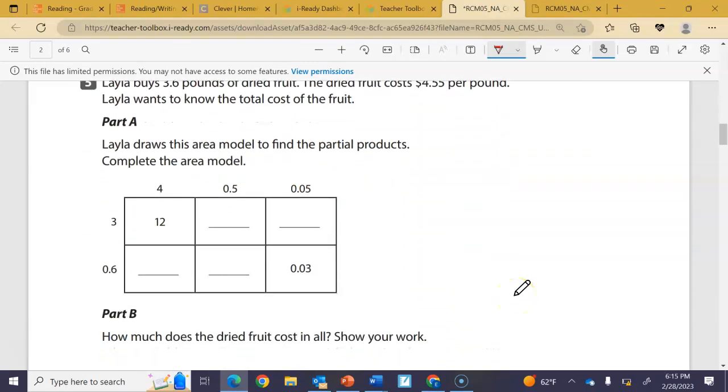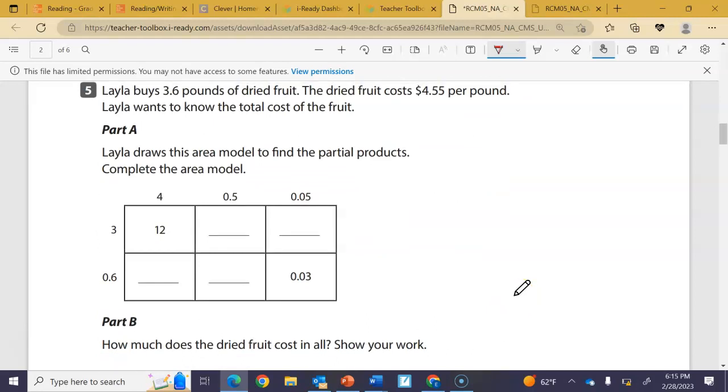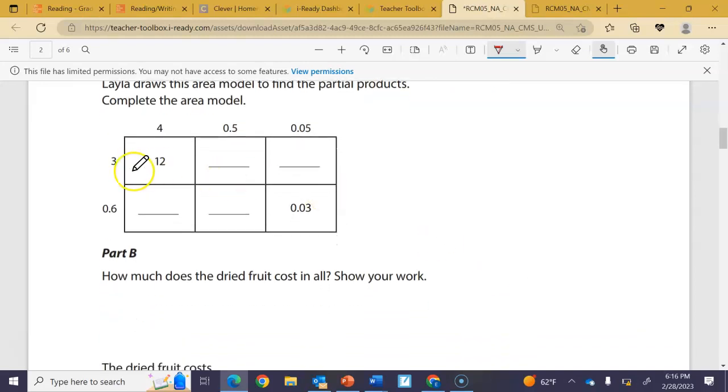All right, next problem. Number 5. Layla buys 3 6/10 pounds of dried fruit. The dried fruit costs $4.55 per pound. Layla wants to know the total cost of the fruit. Layla draws the area model to find the partial products. Complete the area model. So they were very nice. They drew out the area model. They even showed you how to split it up between tenths and hundredths right here. So you just need to multiply. Go ahead and pause the video, and then you can show your work. See the answers. All right, I'm going to show you how to solve it.